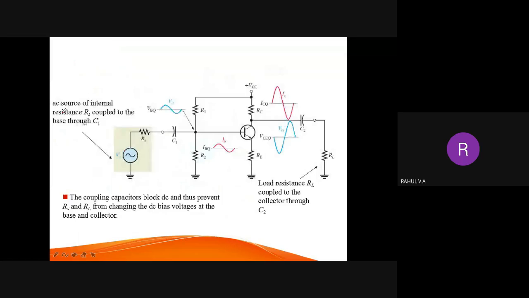An AC source of internal resistance. This is actually the internal resistance, no need to draw. The coupling capacitors block DC and thus prevent RS and RL from changing the DC bias voltage at the base and collector. So what happens is, if you are not using this coupling capacitor, the current will flow from DC to AC. In order to prevent that, we are using C1 and C2.